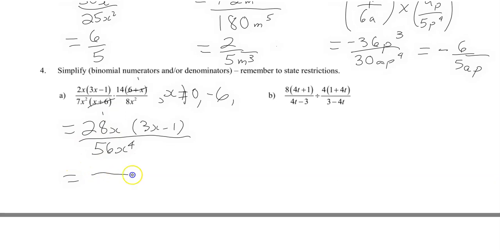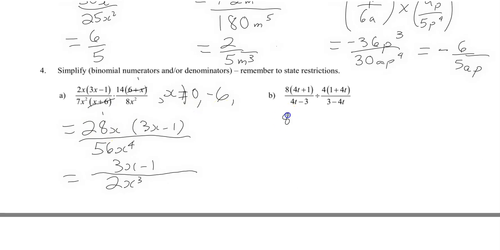So 28 over 56 is going to give you a 2 on the bottom and a 1 up top. I'm not going to write the 1. X and x to the 4th, well, who's bigger? The bottom by how much? And what's left up top? 3x minus 1, this expression here. Okay, so the 28 simplifies out with 56, giving you 2 on the bottom, the x and the x to the fourth give you the x cubed, and we're left with 3x. And we no longer need to keep brackets around it because this term is gone. And we've got our restrictions.